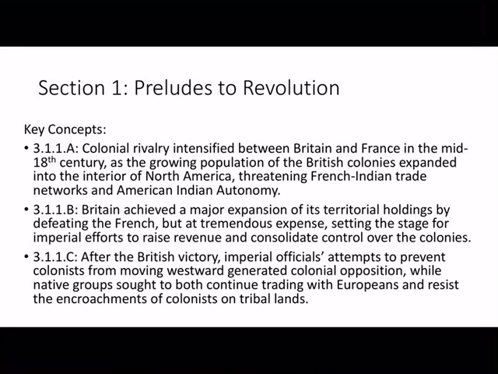And lastly, 3.1.1c: After the British victory, imperial officials' attempts to prevent colonists from moving westward generated colonial opposition, while native groups sought to both continue trading with Europeans and resist the encroachments of colonists on tribal lands.